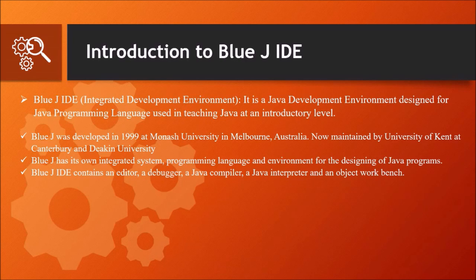BlueJ has its own integrated system, programming language and environment for designing Java programs. BlueJ contains an editor, a debugger, a Java compiler, a Java interpreter and an object workbench for creating objects.